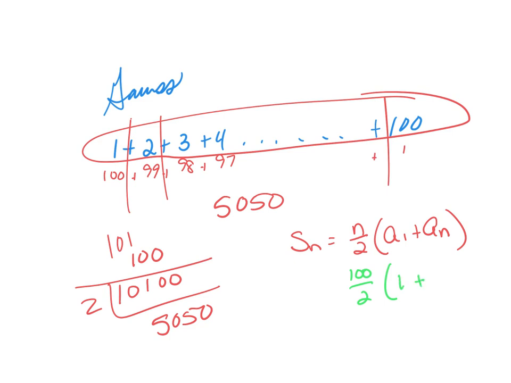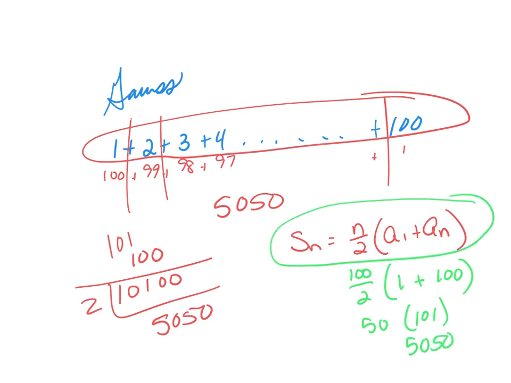And an would be the 100th number in the series, or the an is the last number in the series they want us to add, which would be 100. And when you do that, it's 50 times 101, which is 5,050. And that's what he did in his head. He, in essence, came up with that formula. It made sense to him.